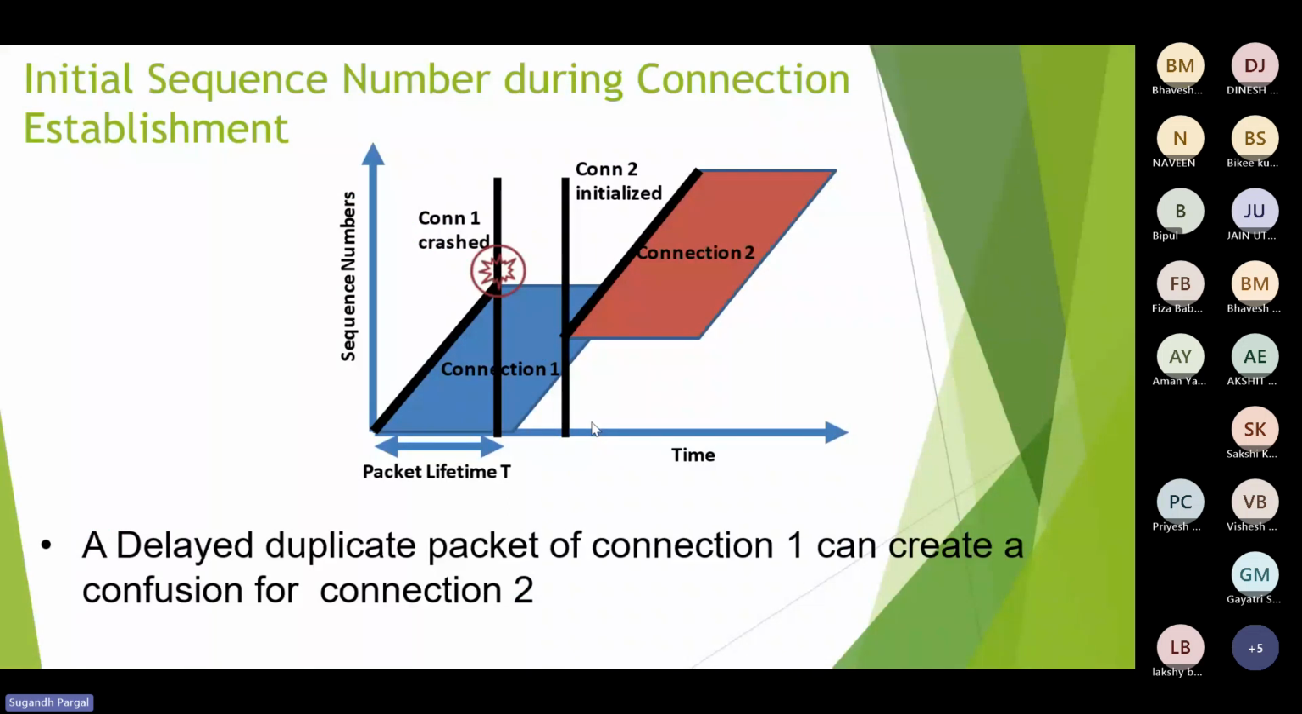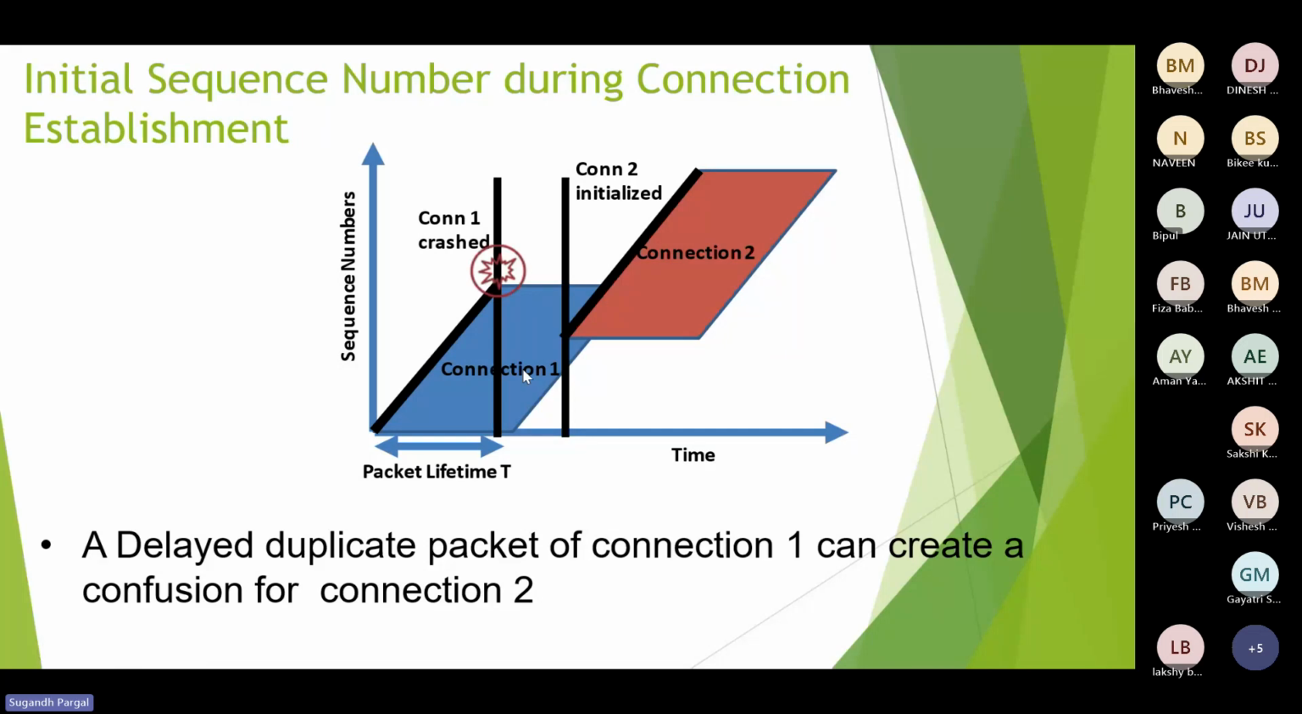So initial sequence number during connection establishment. A delayed duplicate packet of connection 1 can create a confusion for connection 2. It might be a case that when we are sending a packet for connection 1, it gets crashed in between and we have given a sequence number to that packet. So that sequence number can then be used by another, what is the next sequence number that can be initialized for building up another connection.